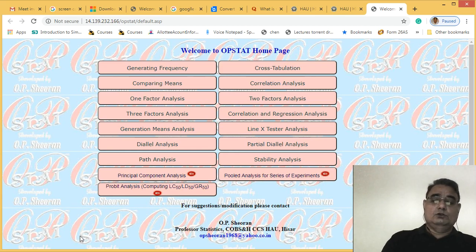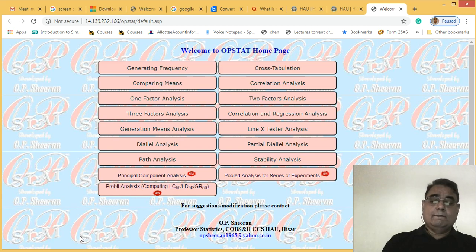Broadly, this module has been divided into three categories depending upon the need of the user. First category is the modules for social sciences. In this module, we have generating frequency, cross tabulation, comparing means, and correlation analysis. Then for design of experiment, which includes one factor, two factor, three factor, correlation and regression, pooled analysis, for time series experiments, probit analysis also comes under this broad category.